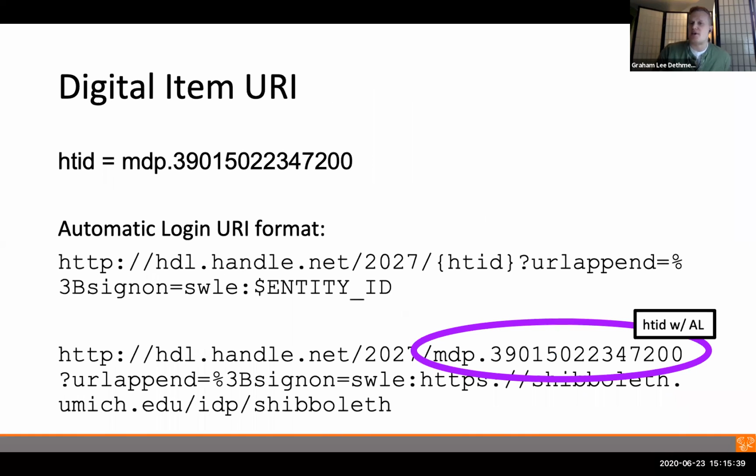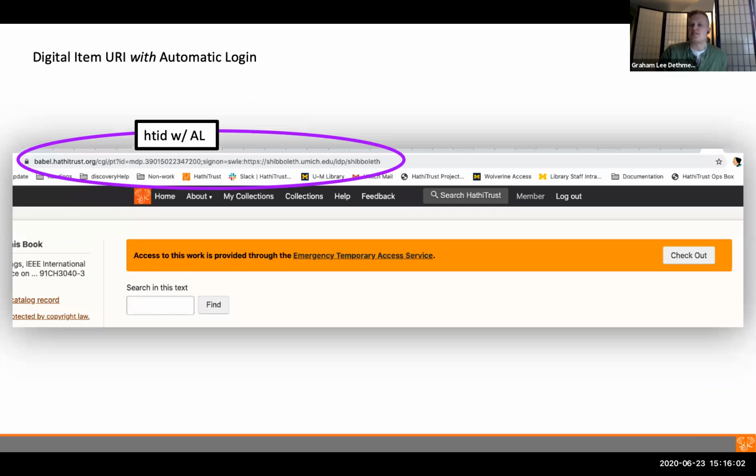And so now that we have the HTID for a particular digital item, and we've covered automatic login, we're able to create a direct link for our patrons in the event that we make a complete list of the available items in our local catalog. You can see here that to the basic handle syntax has been appended the automatic login information for the University of Michigan. Using that exact URI from the previous slide, you can see that I'm now logged in, and this work is available to me to check out for the next hour.